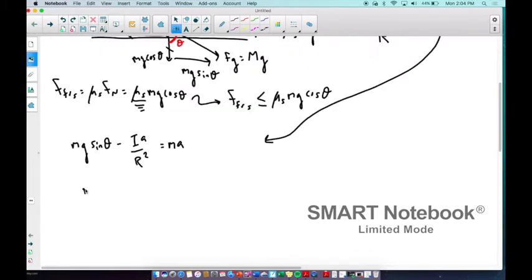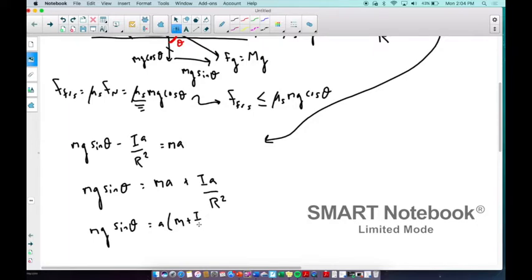Try to collect my terms. mg sine theta equals ma plus I a over r squared, factor out an a, mg sine theta equals a times m plus I over r squared, divide and get an expression for a.